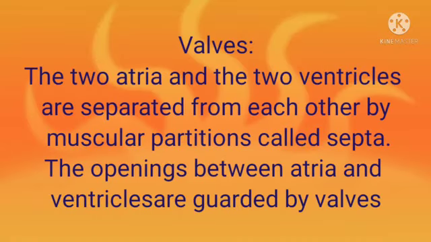The two atria and the two ventricles are separated from each other by muscular partitions called septa. The openings between atria and ventricles are guarded by valves.